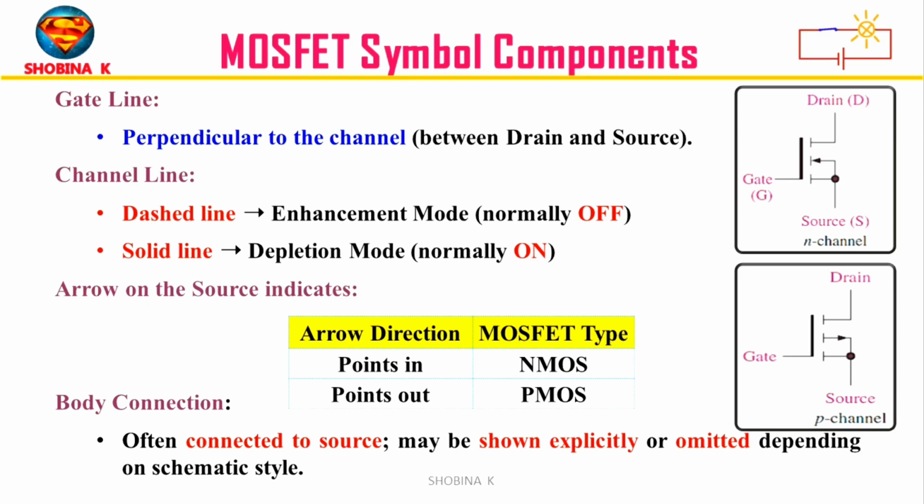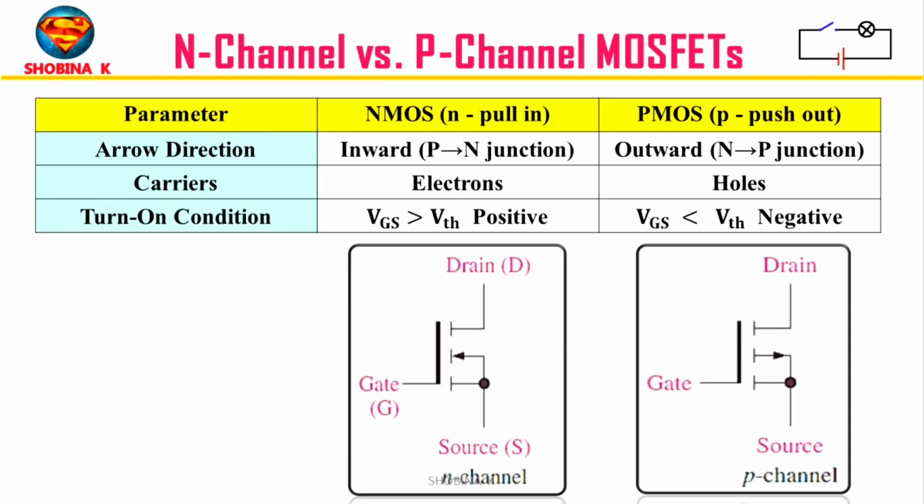Next, the body connection. The body or substrate is usually connected to the source. It might be shown in the diagram or sometimes it is left out for simplicity. Next, N-channel MOSFET symbol and P-channel MOSFET symbol.